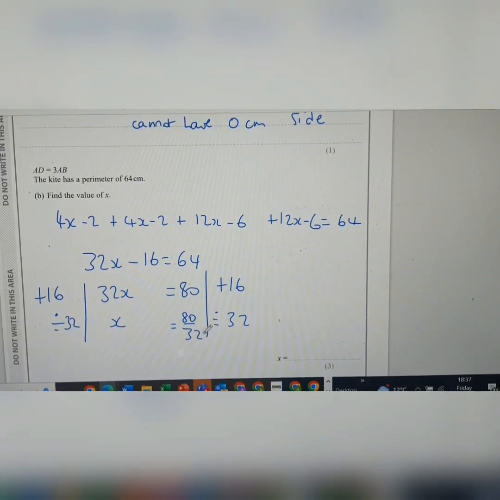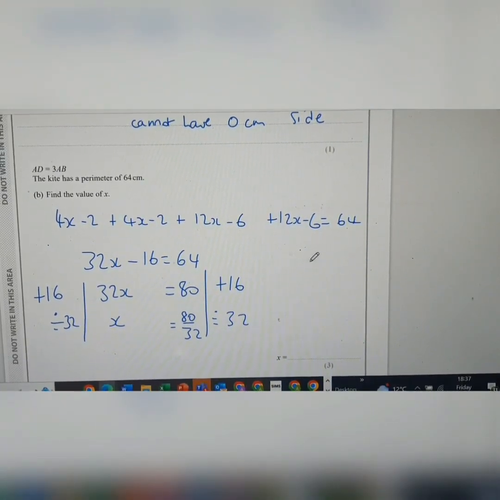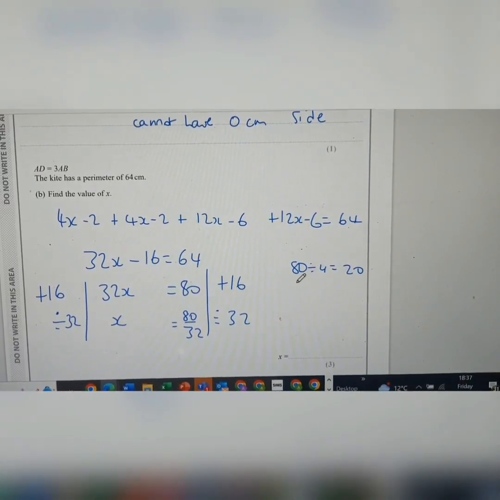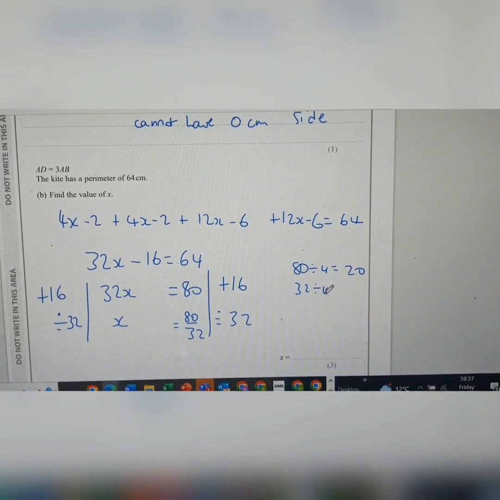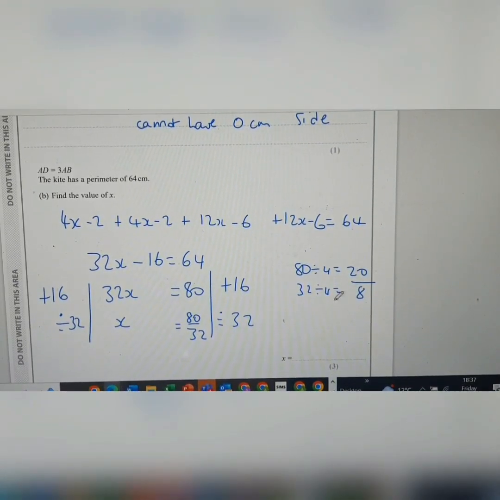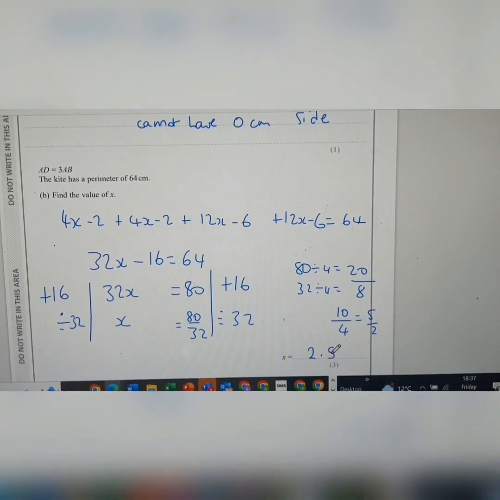80 divided by 32. So if you're not sure how to do this, you could divide both by 4 first. So 80 divided by 4 is 20, and 32 divided by 4 is 8, and then I can keep going again, half of those, 10 divided by 4, and then keep going again, 5 divided by 2, which is 2.5.